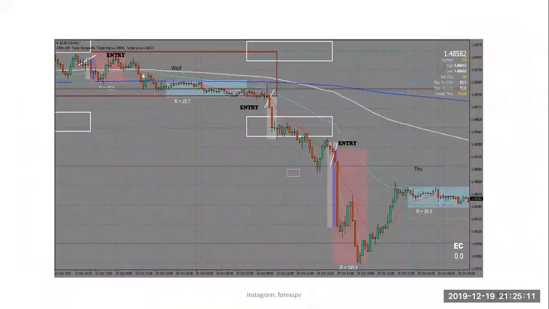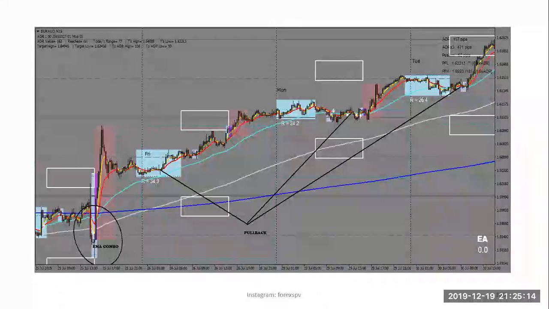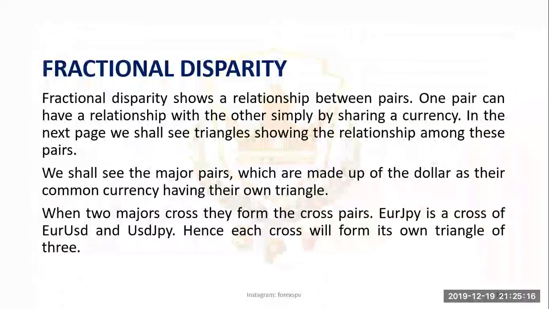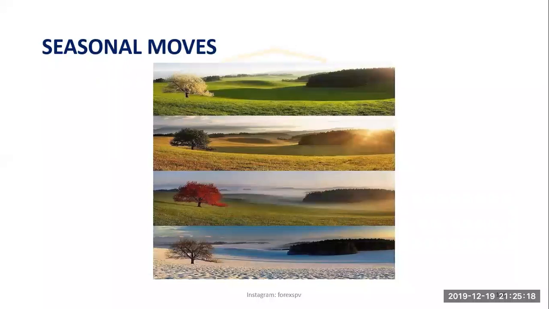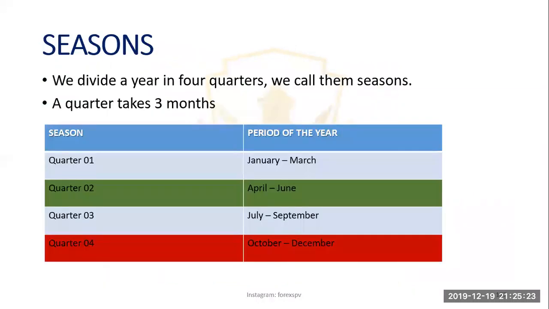Seasonal moves. We're going to see the daily structure. We're going to talk a bit of resets. So seasonal moves. We divide the year into 4 quarters, and we call them seasons. A quarter takes 3 months. So the first quarter is January to March, April to June, then July to September. Then we have October to now, December.